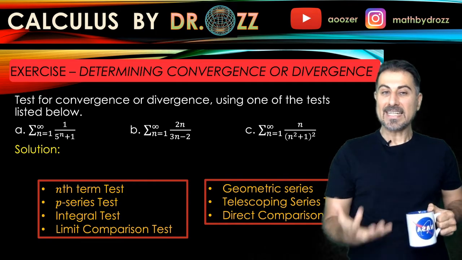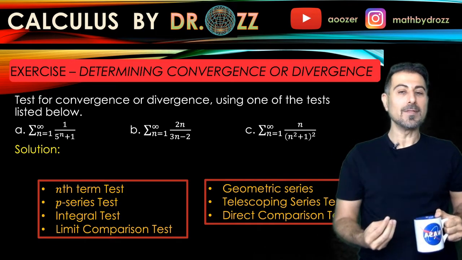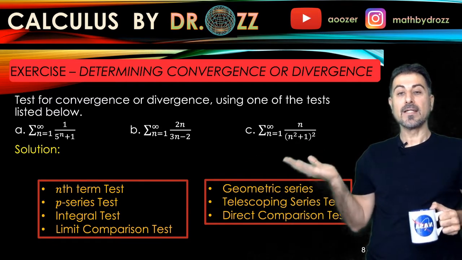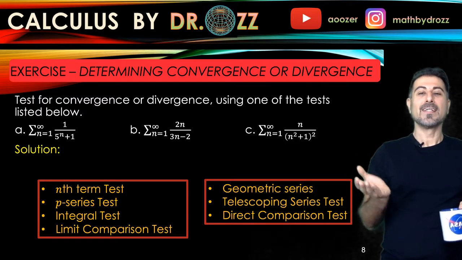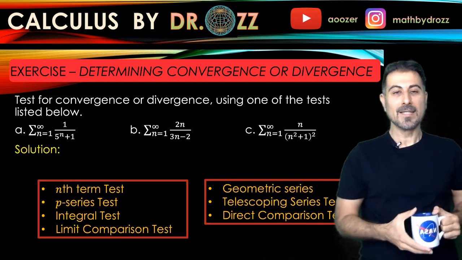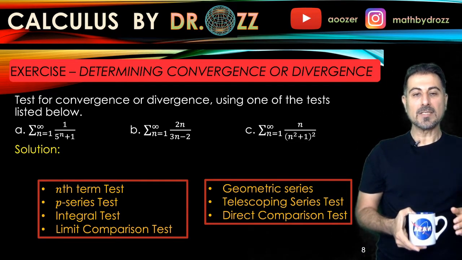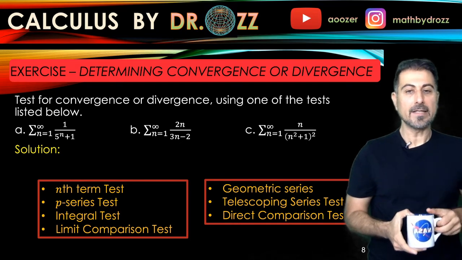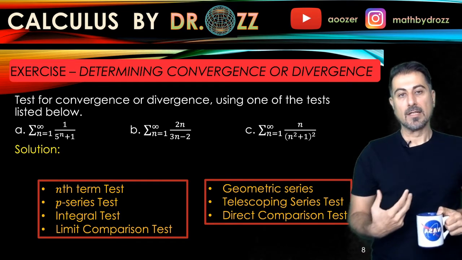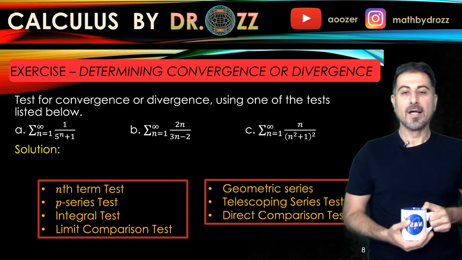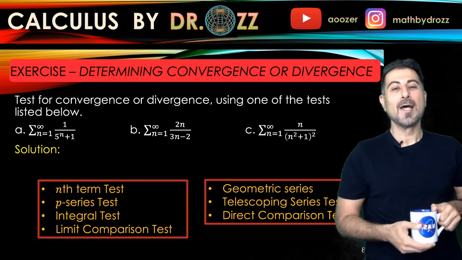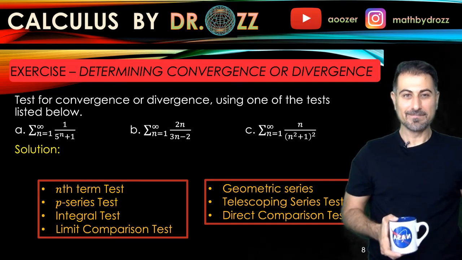So we're going to assess which test is more applicable for the given series out of the N-term test, p-series test, integral test, limit comparison test, geometric series, telescoping series test, and the direct comparison test. In fact, telescoping series test is just showing that the given series is a telescoping series, so there's a special treatment to find the convergence of those series. Alright, so we have three different types of infinite series I picked for you, and let's get started.